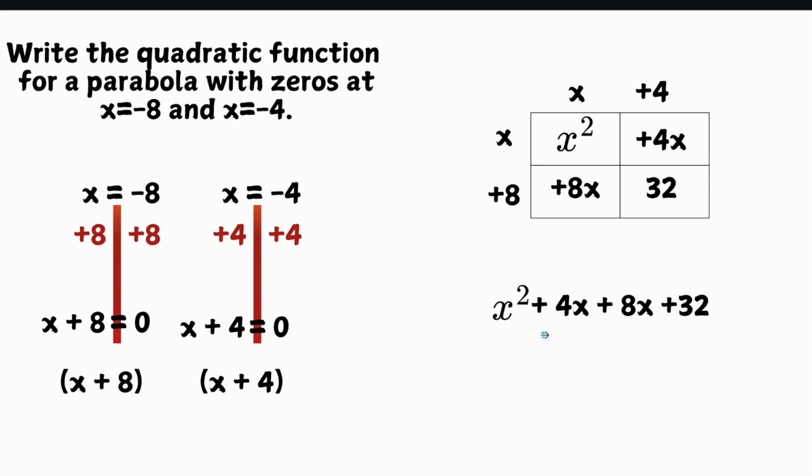Once we do that, we notice that it is possible that we have like terms. So I write my x squared because it'll stay the same, but then my 4x and my 8x can be combined into 12x. Then at last, I have my positive 32. And this will be my quadratic function.